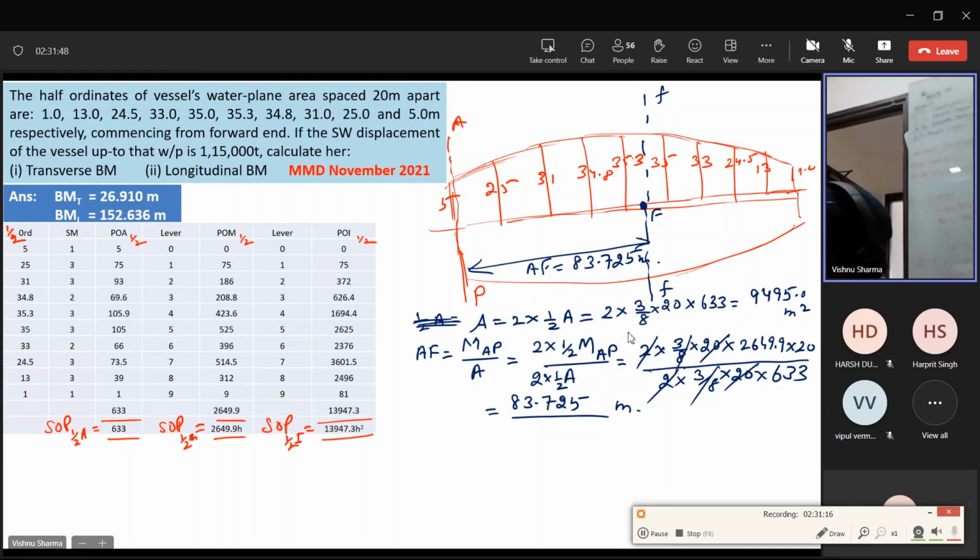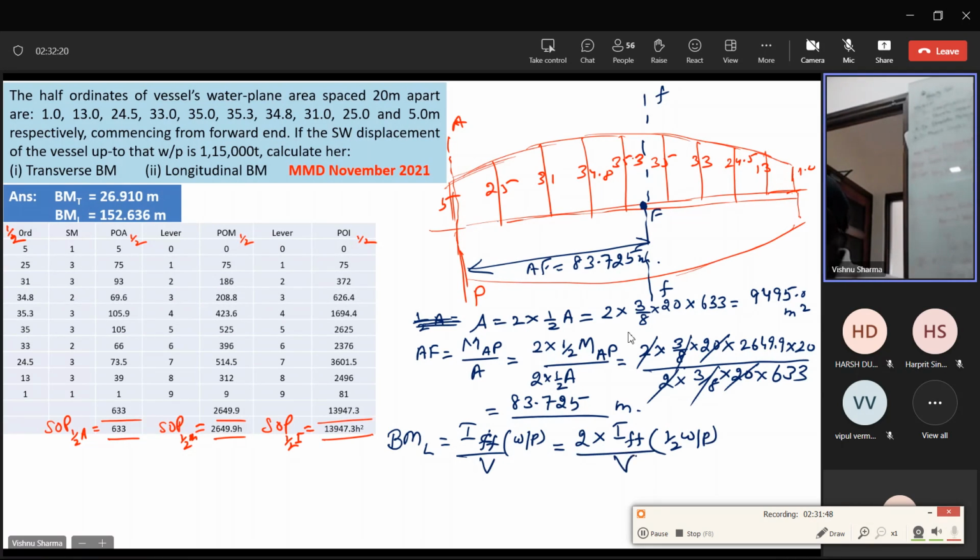Now, what is BML equal to? Now, be careful. Again, a test of something which I emphasized yesterday. BML will be equal to IFF of the full water plane divided by volume of displacement. Since SOP is for half area, it will be twice into IFF of half water plane divided by volume of displacement. Guys, tell me one thing.